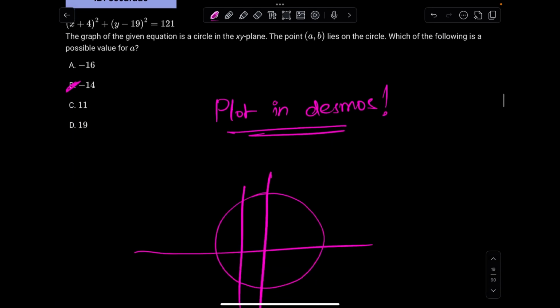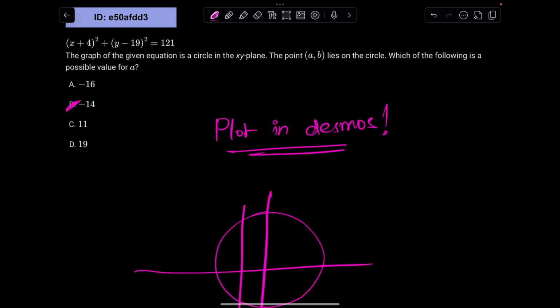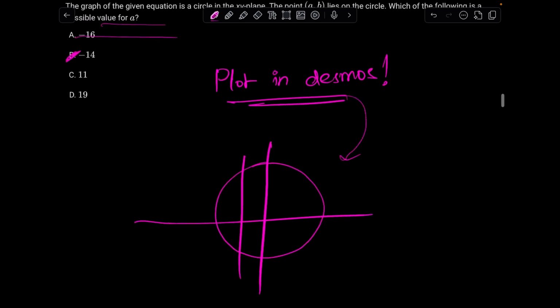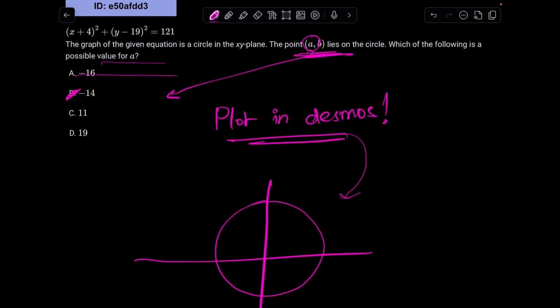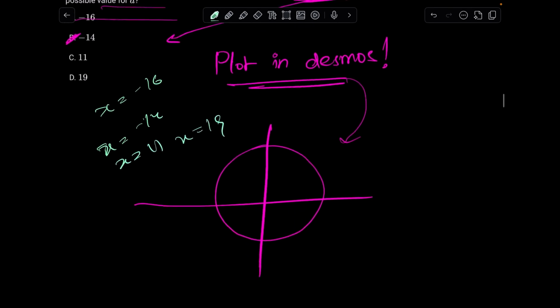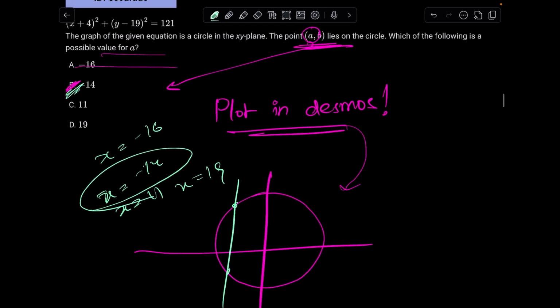Option C is correct. Okay, we're given another equation of a circle. Point (A, B) lies on the circle. Which of the following is a possible value for A? Simply plot this into Desmos, you will get this as a circle. We are talking about the x coordinate of the point. Basically, you can plot, I'm going to use a different color, x is equal to minus 16, x is equal to minus 14, x is equal to 11, x is equal to 19. And finally, x is equal to minus 14 will intercept the circle like this. Therefore, option B is correct.